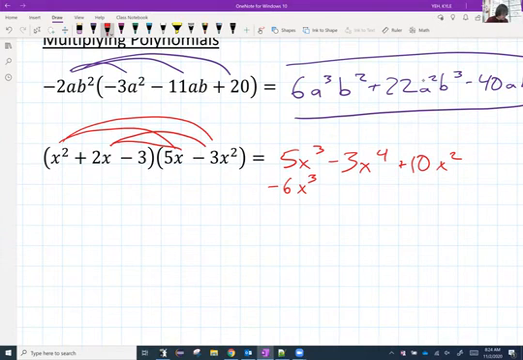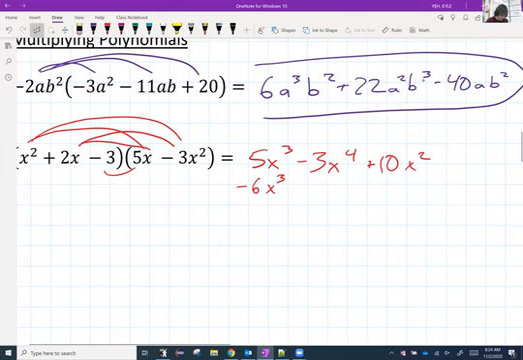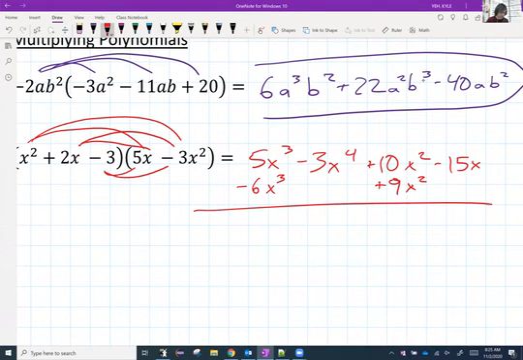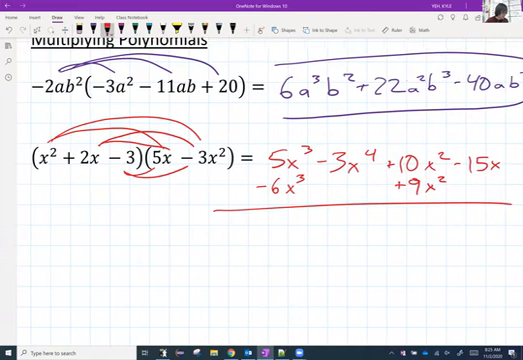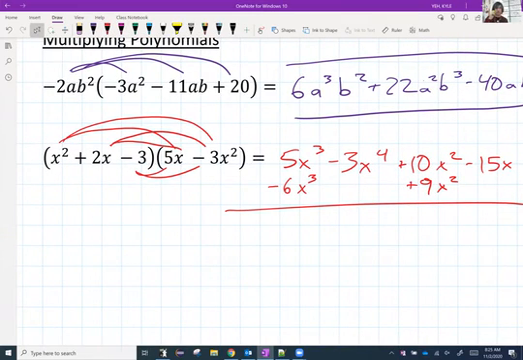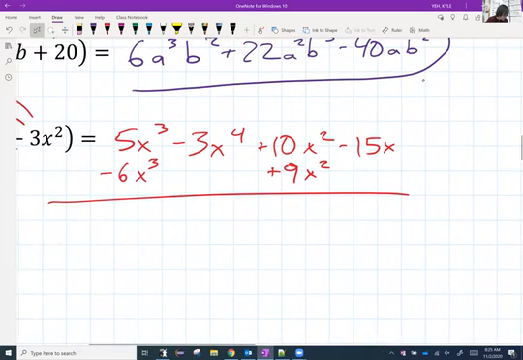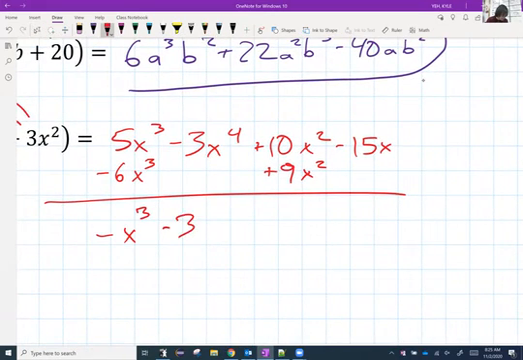So negative 3 times 5x is minus 15x. Negative 3 times negative 3x squared is positive 9x squared. And again, I'm just lining those up with the x squareds, so that now I can just combine those like terms. It's super easy. Again, we had 6 little arcs. We multiplied 6 times, which makes sense because it was a 3x2. So it's negative x cubed minus 3x to the fourth plus 19x squared minus 15x. Again, just really easy to simplify. Just combine them straight down.